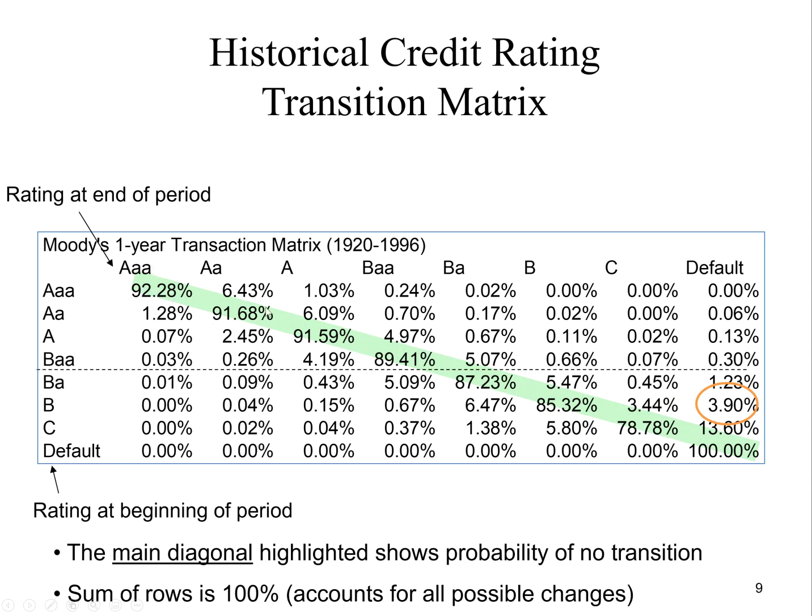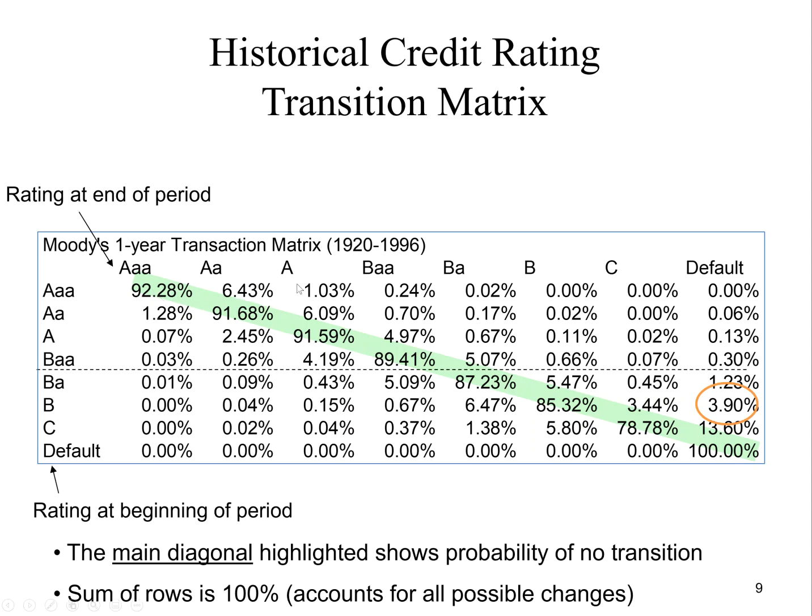If we look at the 91.68%, 91.68% of AA firms remain AA firms 1 year later. So it's this primary diagonal here. It's actually showing the probability that a firm will not change its rating in 1 year. Now, let's look at this row here with AAAs. 6.43% of AAAs end the year at AA. So there's a 6.43% chance of a AAA rated firm being downgraded to AA within 1 year.